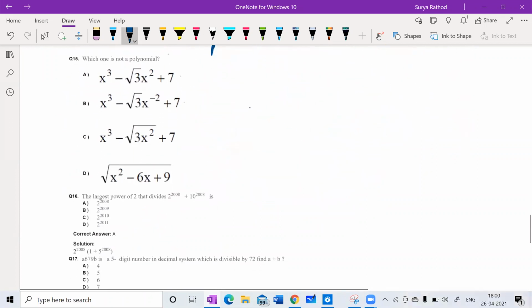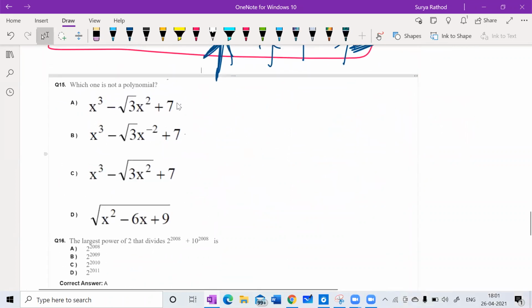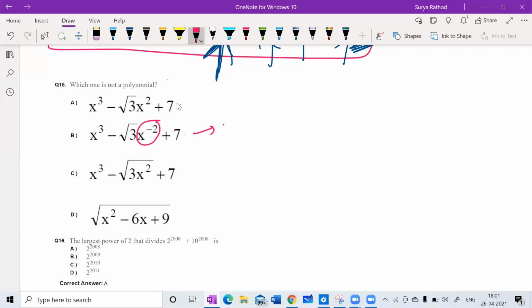Look at this here, 15th question. Which one is not a polynomial? Which one is not a polynomial? Tell me. Option B, sir. Option B. Look at this here. Why? Because the power of a variable is not a whole number.